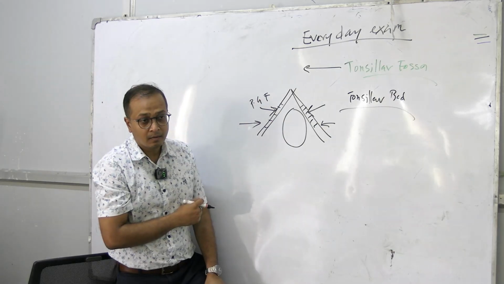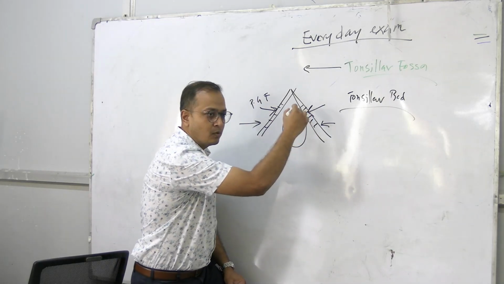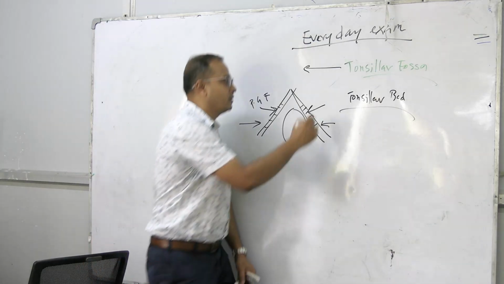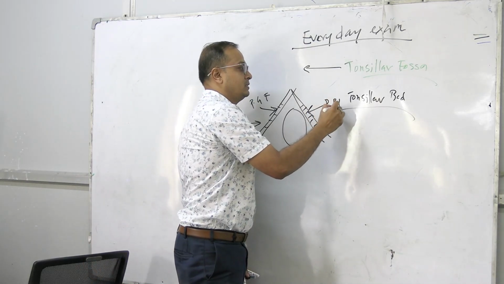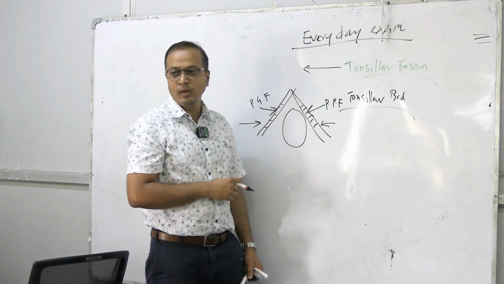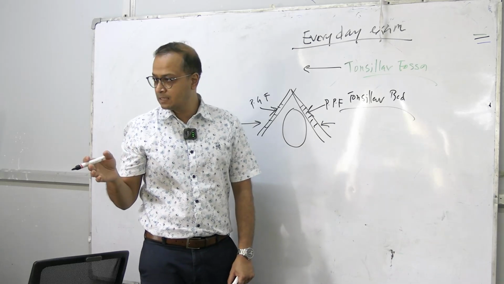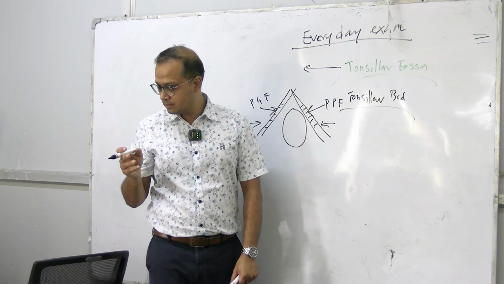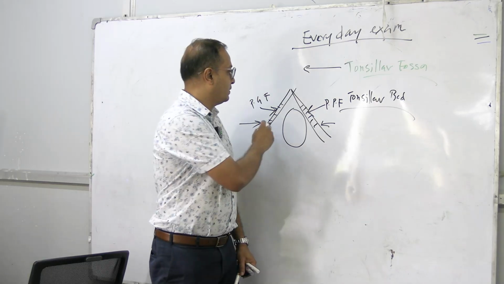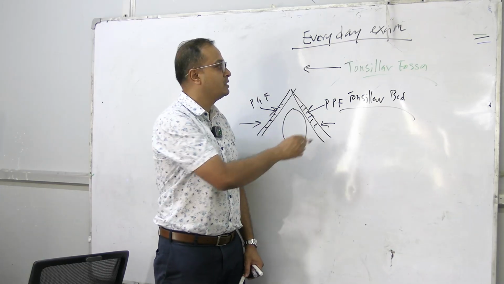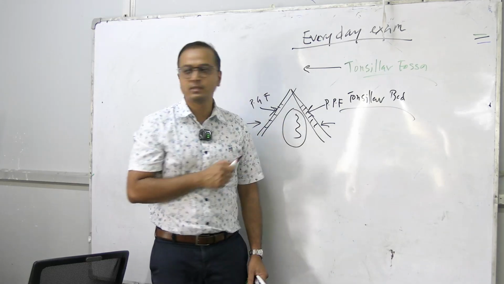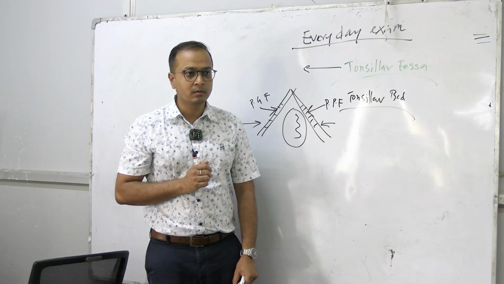The posterior one is going to the pharynx. We call it the palatopharyngeal fold. Under it we have the muscle palatopharyngeus. Under the anterior one we have the muscle palatoglossus. Clear? Now between these two we have this particular tonsillar fossa into which the tonsil is pressed. Clear or not?